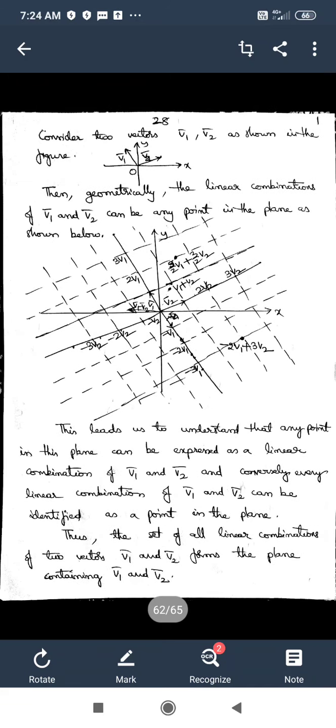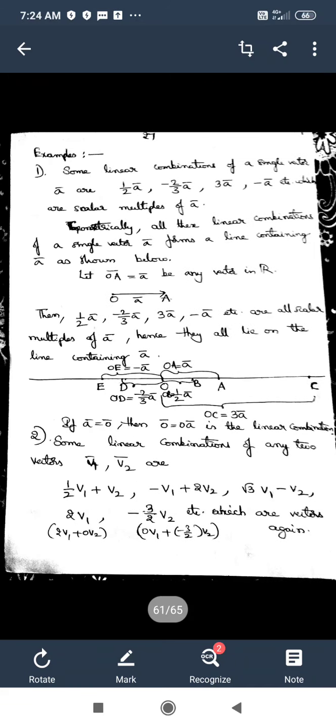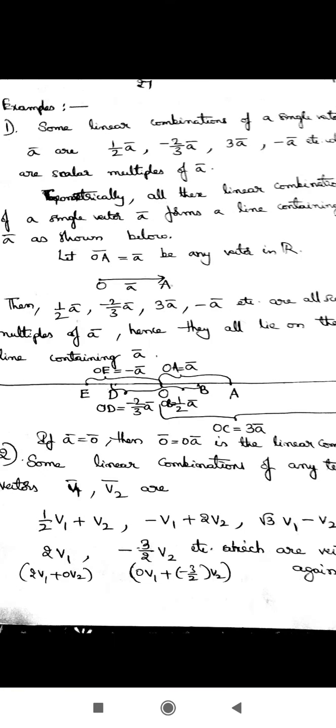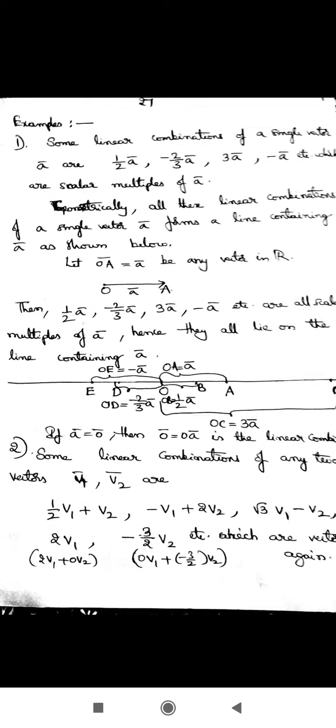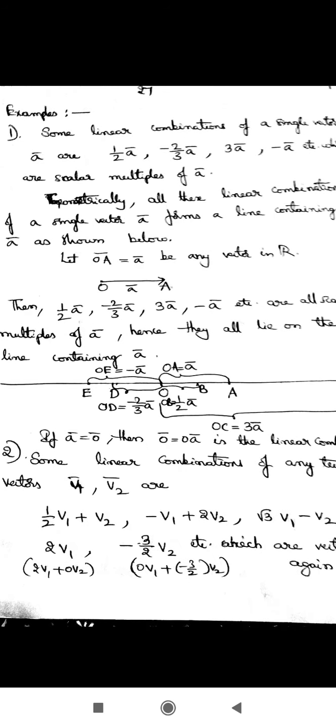In the previous lesson, you were introduced to a new concept, namely linear combination. I said that this concept, linear combination, is a basic notion in the subject linear algebra, and it plays an important role in the further studies of this subject. For better understanding of the concept linear combination, let us go through some examples.